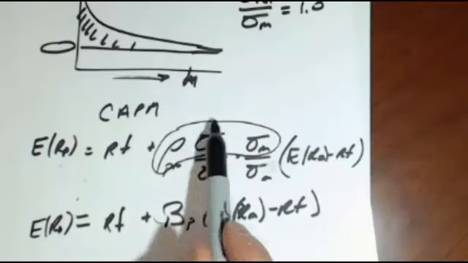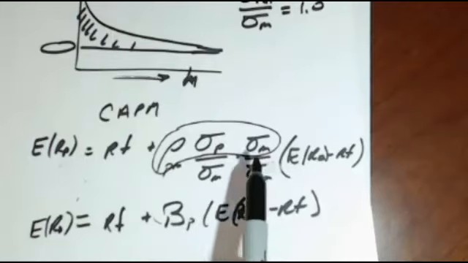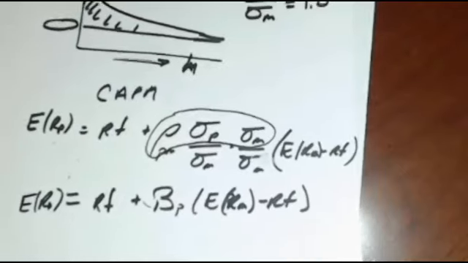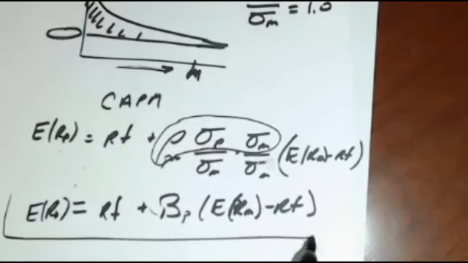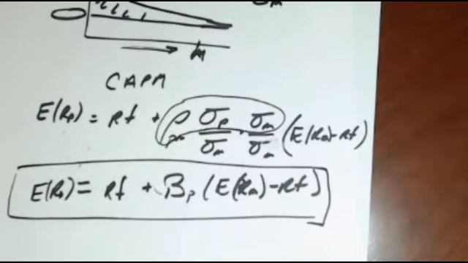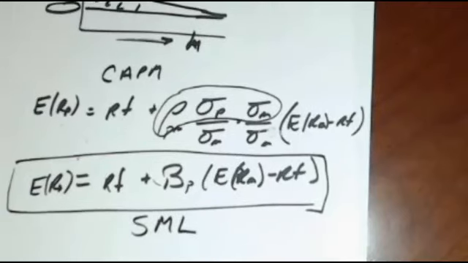It's relative to the average covariance, basically, because it's using the covariance of a security relative to the market. And then here we have the market risk premium. And so there you have it. This is the capital asset pricing model. And then there's an equation for a line that's called the security market line, the SML.